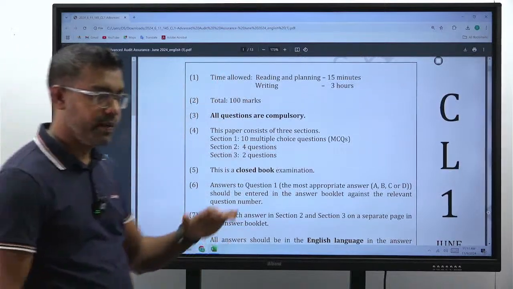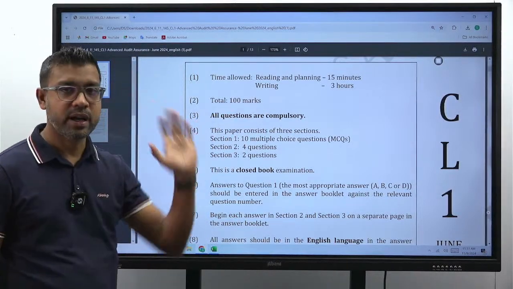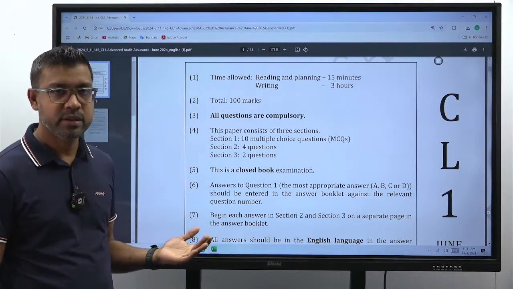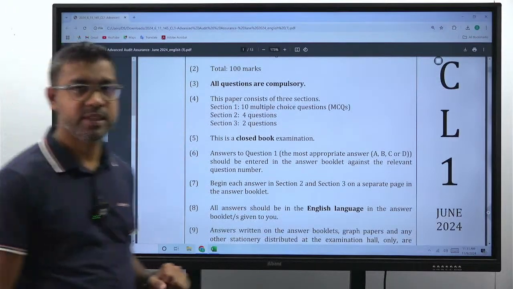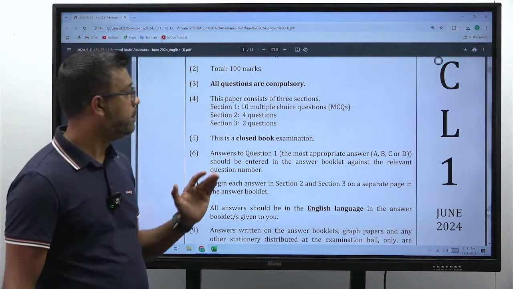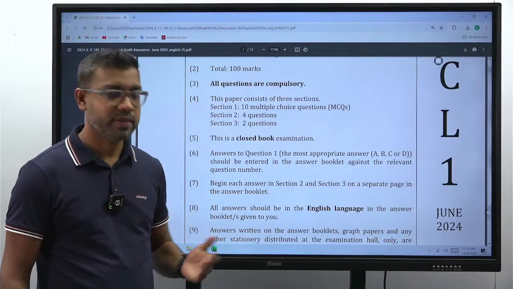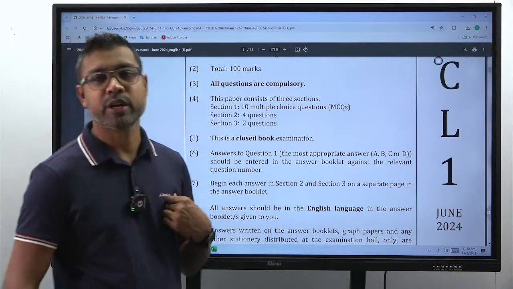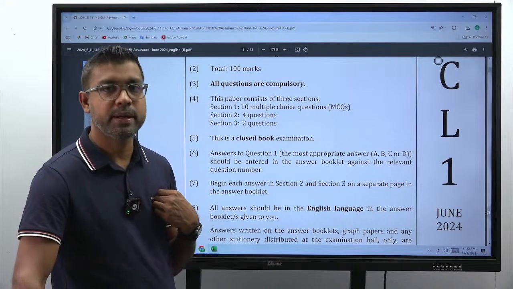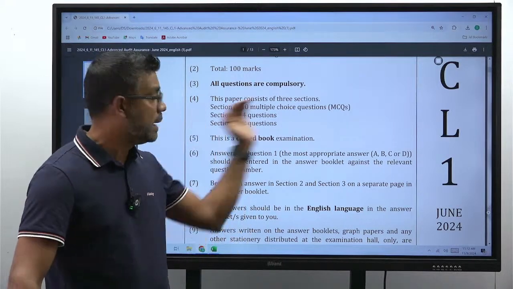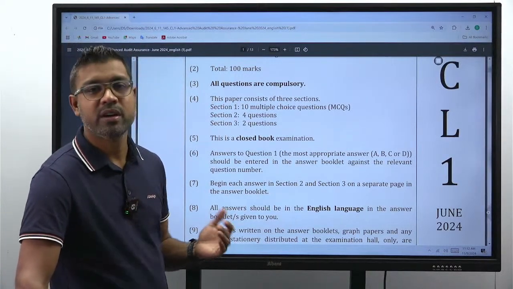These points on the first page are really important to understand. All questions are mandatory. There are no selections. That is the first thing that you should understand. And there are 3 sections in this paper. Section 1, 10 multiple choice questions, MCQs. Students believe this as a gift, but for me as a lecturer, this is not a gift. You should invest some quality time to understand the examiner's requirement when it comes to MCQ questions, because almost all answers are very much similar to each other.